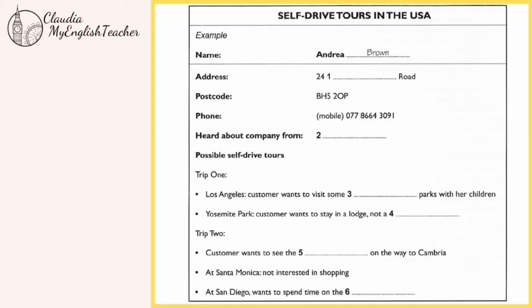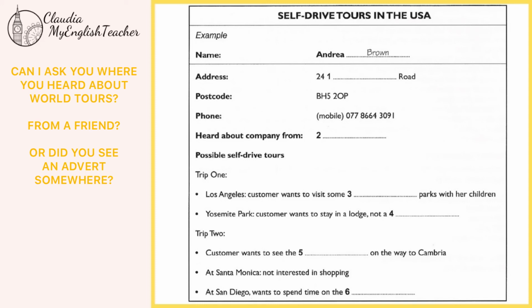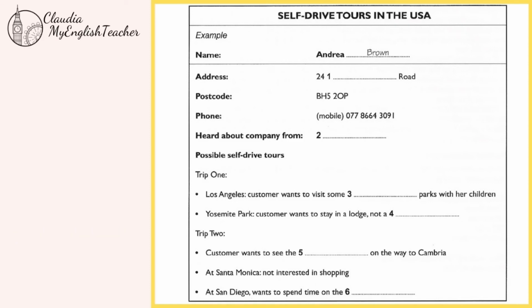So in this case, the man, who is the travel agent, asks the woman, "Can I ask you where you heard about World Tours? From a friend, or did you see an advert somewhere?" And the woman replies, "No, I read about you in the newspaper." The trick here is that you may confuse the heard about in the man's question with the read about in the woman's answer. So the IELTS does this a lot. But obviously, if you follow the listening, it's pretty clear that the woman has read about the travel agency in the newspaper, and that's how she heard about them.